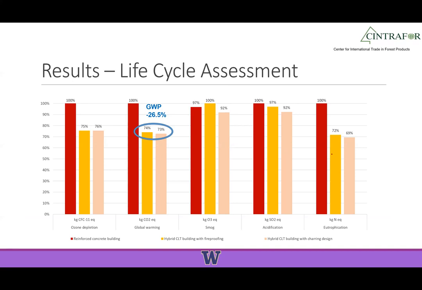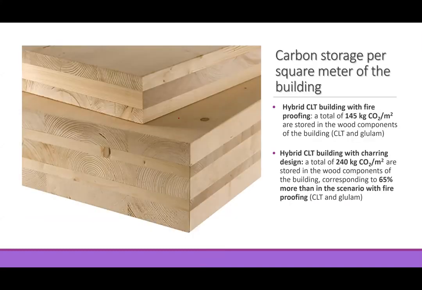We are net beneficial in almost all the criteria here, and this is almost a wash within a 5% error rate. Here we see a significant reduction in global warming potential, which is 26.5%. And this is only the embodied carbon, how much less fossil carbon we are emitting, or how many fewer greenhouse gases we are adding to the atmosphere. However, when we look at all the wood that is sequestered, we are sequestering a lot more in the charring design than in the non-charring design.